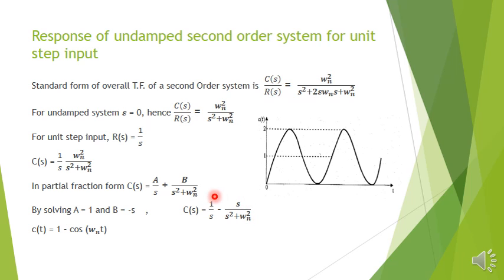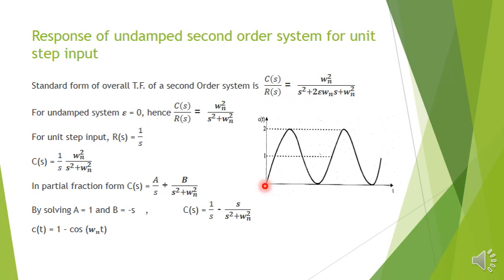So if I take the inverse Laplace transform of this, I will get c of t is equal to 1 minus cos omega n t. So when t is equal to 0, cos omega n t is 1. So 1 minus 1 is 0.